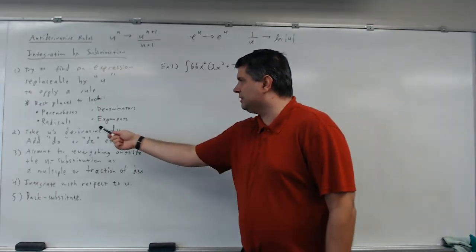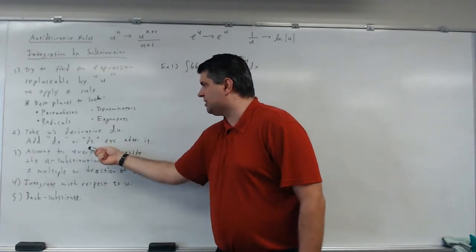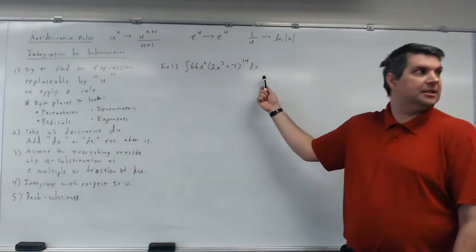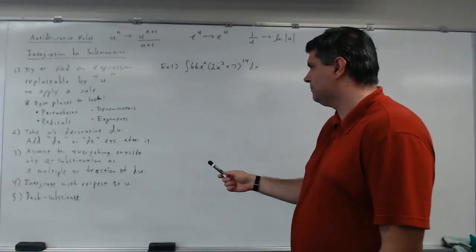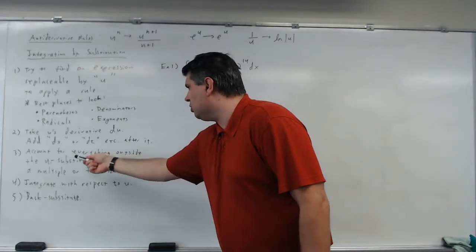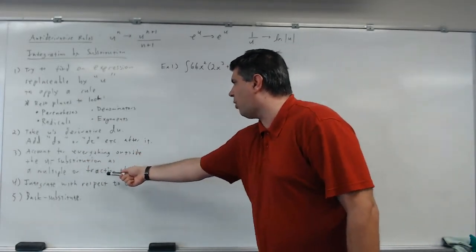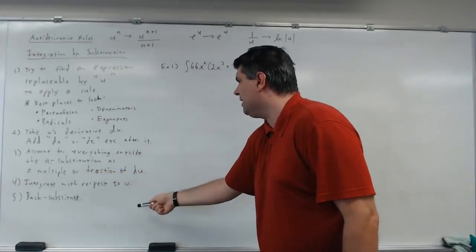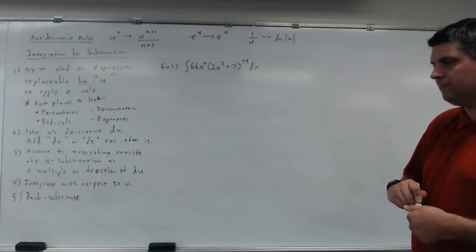You take u's derivative and it's called du. Add dx or dt or whatever. In this case, it'd be dx, after its derivative. Then you account for everything outside the u substitution as a multiple or fraction of du. And then you integrate with respect to u, and then you back substitute.